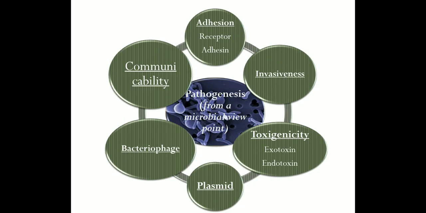A classical example is Corynebacterium diphtheriae, which causes the disease diphtheria because of the presence of a tox gene that is carried by the bacteriophage. Corynebacterium diphtheriae by itself does not cause the infection unless it has this tox gene present in it. Then we have the communicability of the organism, the extent to which the organism causes the infection by spreading from one host to another.